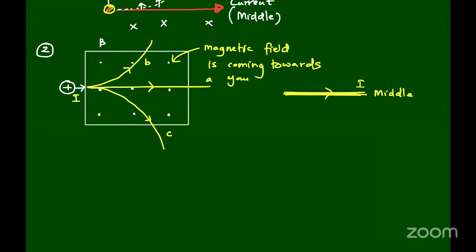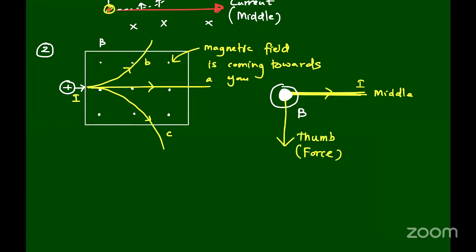So now the magnetic field is in this direction, right? The magnetic field is coming towards you, which means the index finger is pointing towards you. So eventually what has happened? Now the thumb is pointing downwards. So here this is going to be the thumb. Thumb means that is the force being applied.